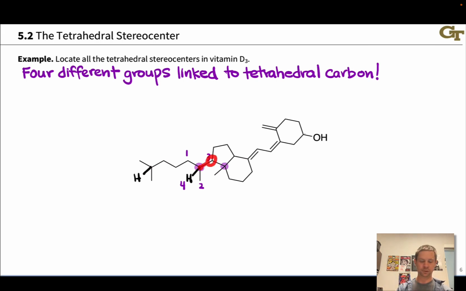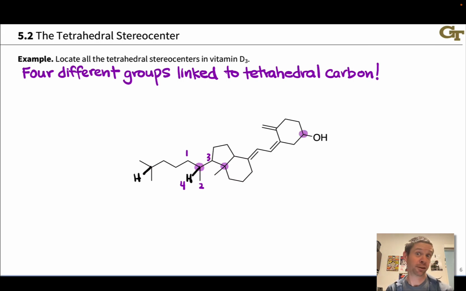This carbon is linked to this whole chain here. This carbon is linked to a completely different chain. So those 2 groups are different from each other. We're looking at the groups as a whole. If there's any difference between those groups that the carbon is attached to, we consider them different. So we do indeed have 4 different groups attached to this carbon, and that is a stereogenic center or a stereocenter.